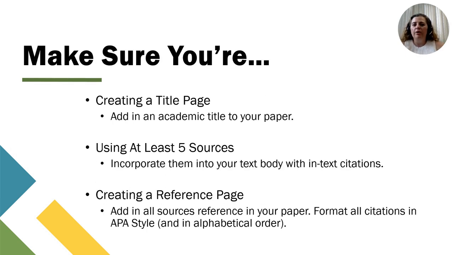Make sure when you're working through your final essay that we're creating a title page. Add in an academic title to your paper. Don't just list it as final essay. Use at least 5 sources and incorporate those into the text body with in-text citations. And finally, make sure you're creating a reference page. Add in all of the sources referenced within your paper and format those citations in APA style, making sure that it's in alphabetical order.